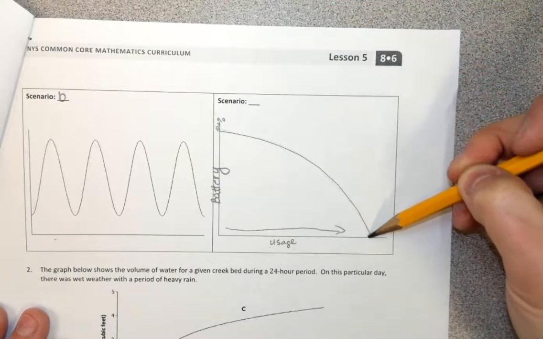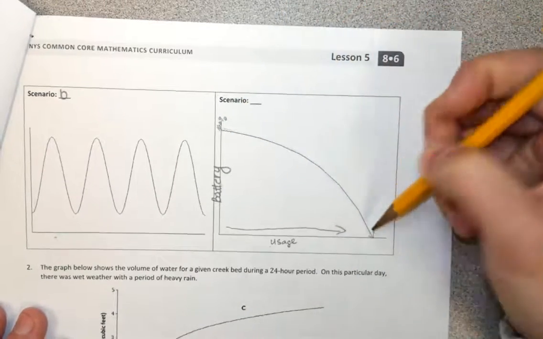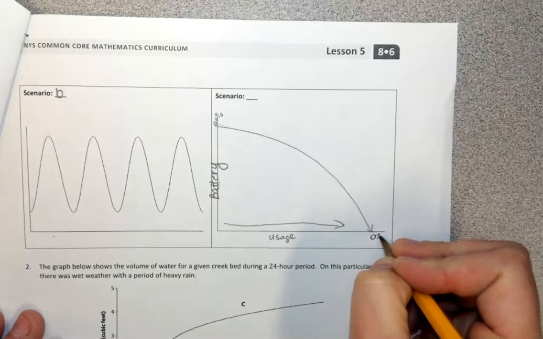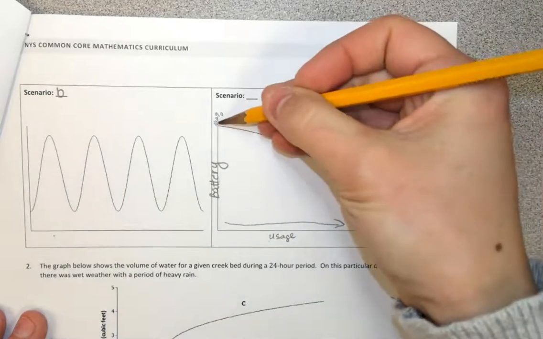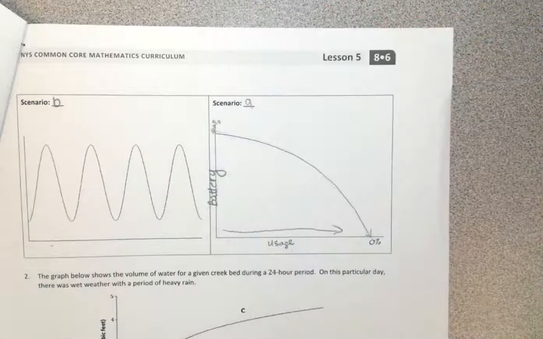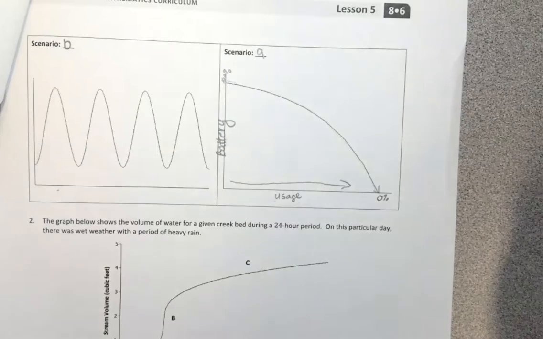By the time you get to the end of the school day, you have no battery because you were using it in class even though you're not supposed to. So 0% battery charge right there. It falls. So it was 100. As they used it, it fell. So that is scenario A. Okay, so that's the first problem in the problem set.